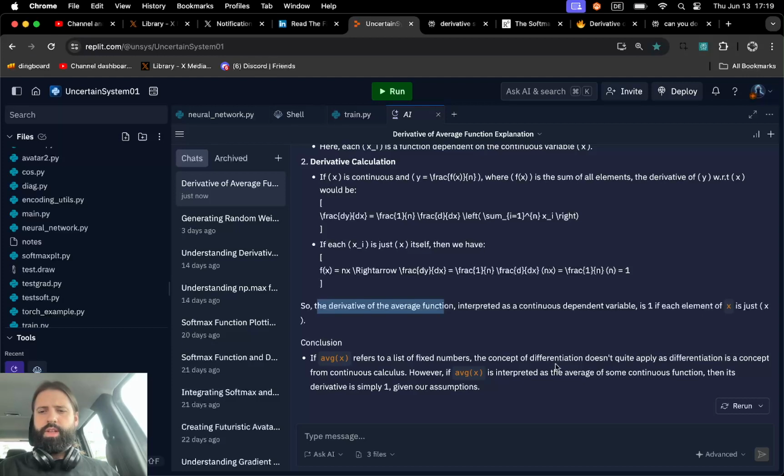Okay. It doesn't quite apply, but that's what I like. If the concept of differentiation doesn't quite apply to the average of x, then why would it apply to softmax? So the derivative is simply 1.